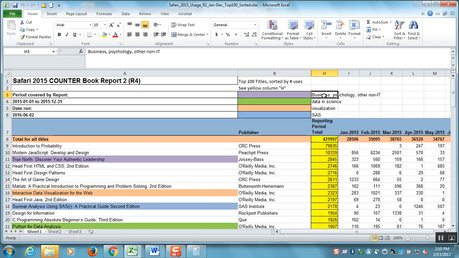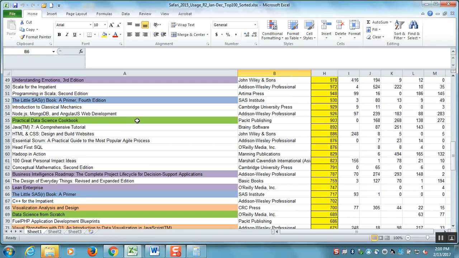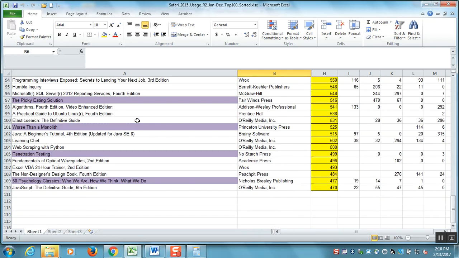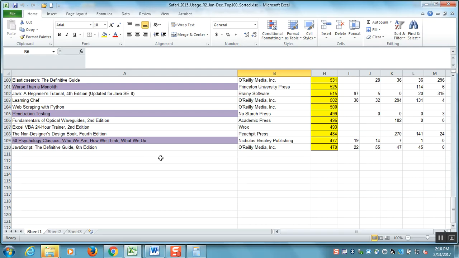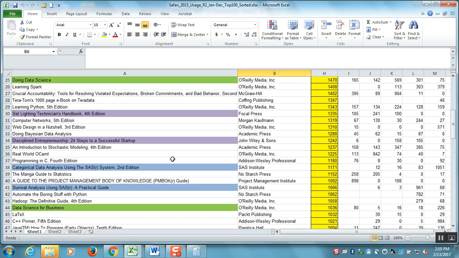So you can see here the purple is business, psychology, and other non-IT. Safari tends to be an information technology database, mostly monographs. And then you can see green, data and science. This sort of orangey color, brownish color is visualization, and the blue is SAS statistics. So you can see the different colors, and in the top tier of 100 or so, which is what I focused on here, we get some idea of the subject growth and which titles are very, very popular.